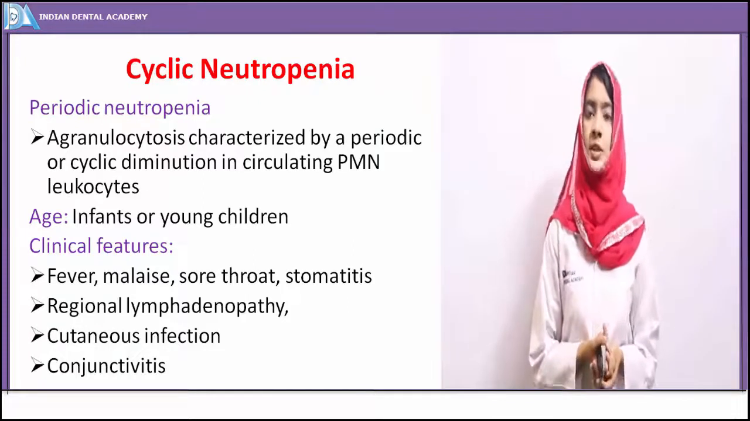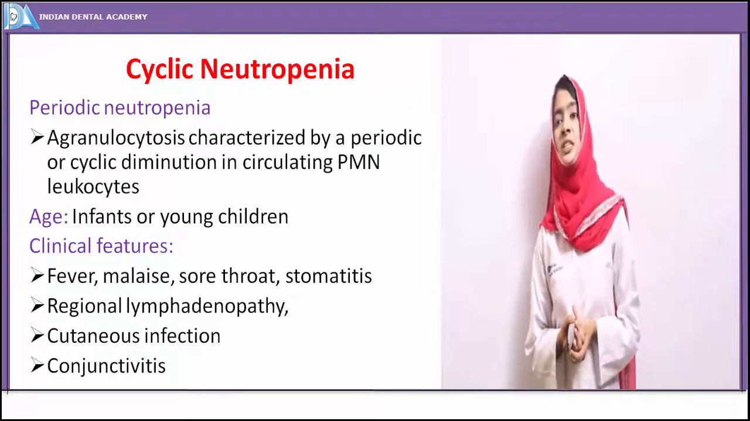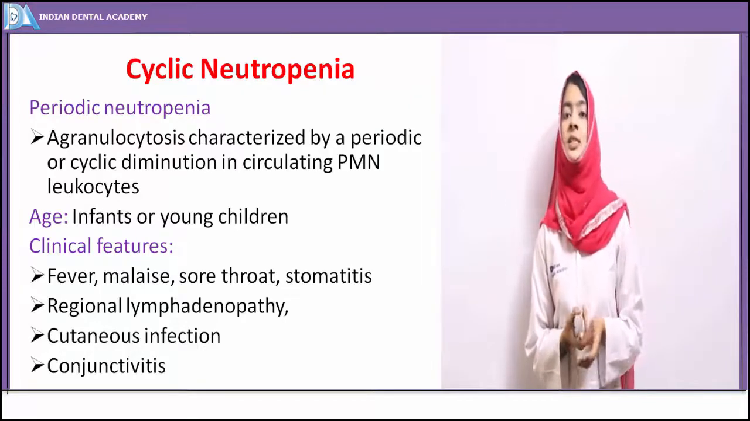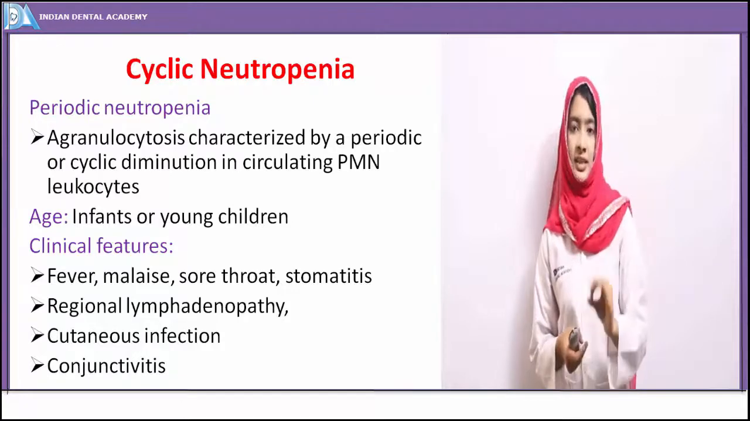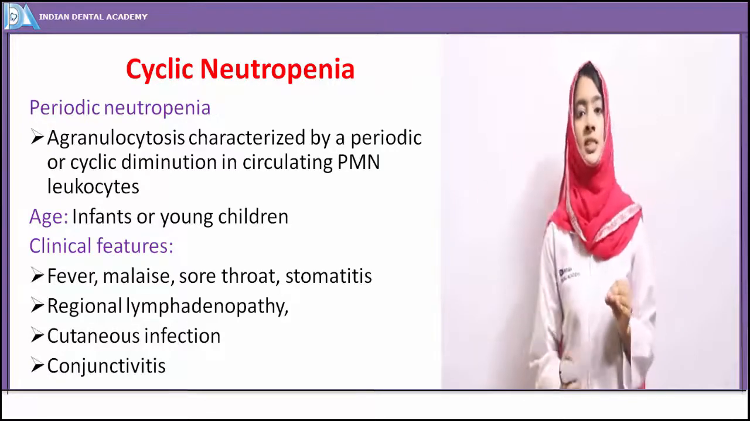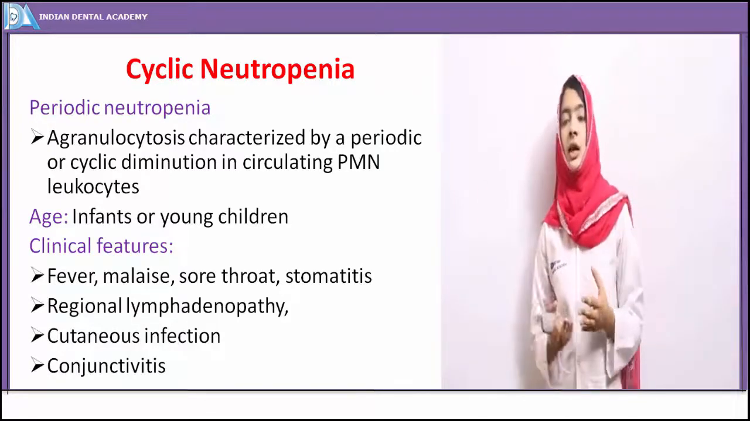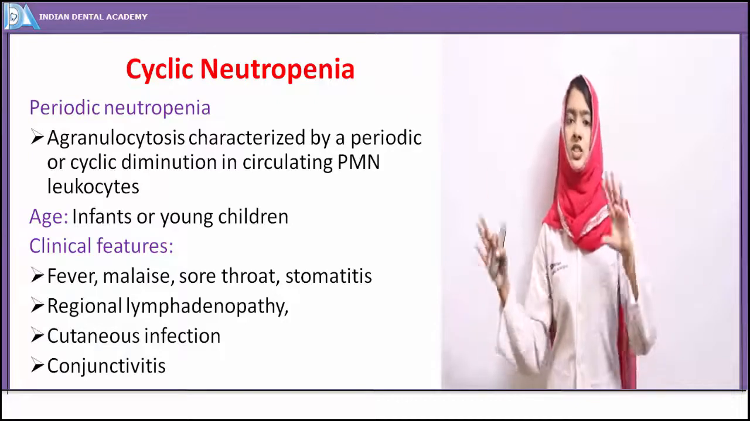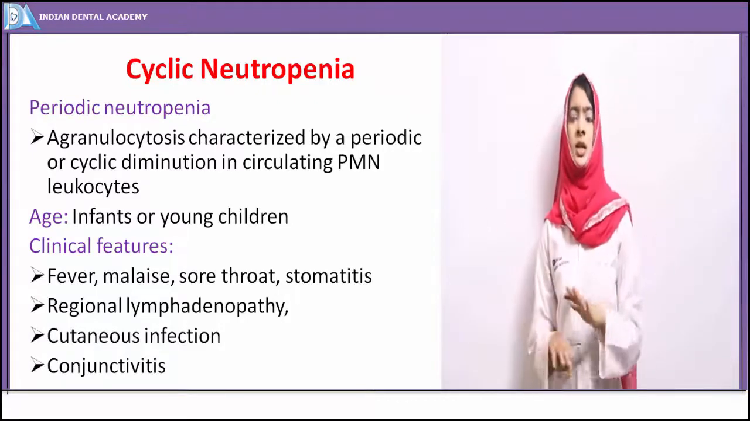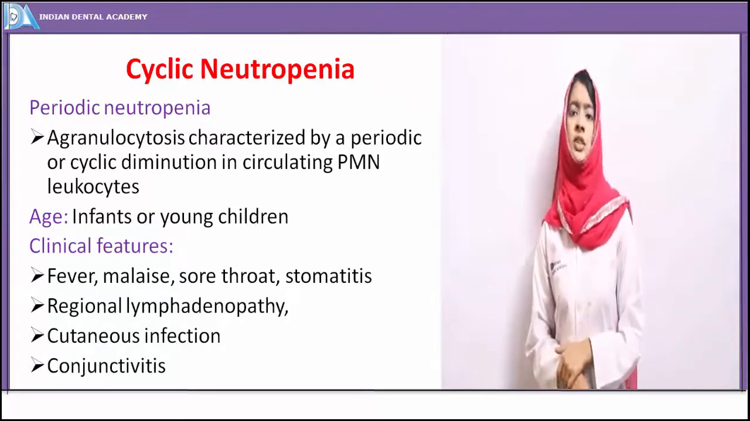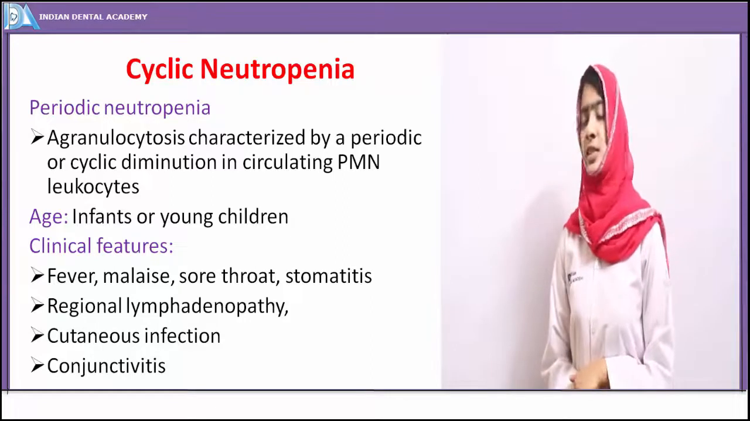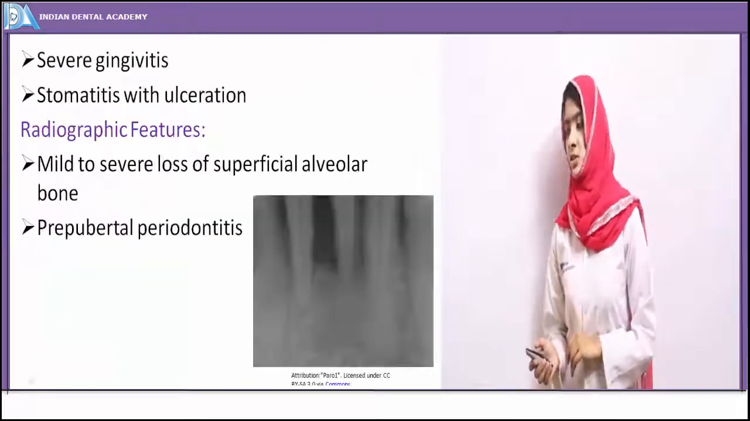Initially, the general symptoms include fever, malaise, sore throat, and stomatitis. Regional lymphadenopathy is a characteristic feature, as the WBC are decreased. Along with that, cutaneous infection, purplish spots or discoloration of the oral mucous membrane may be seen, and conjunctivitis is also seen.